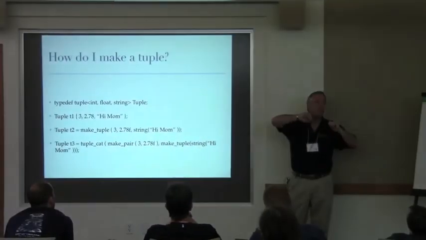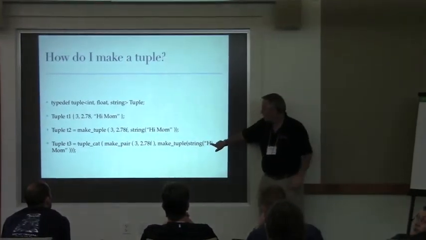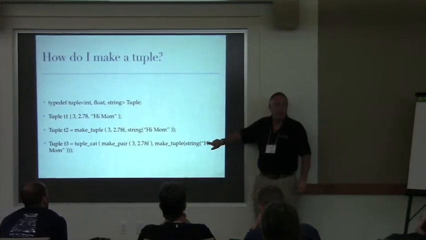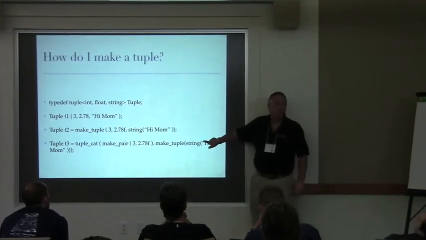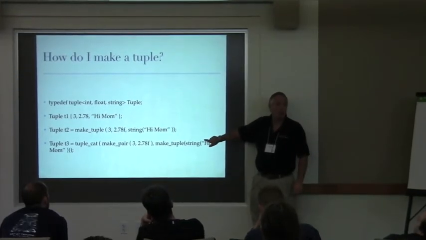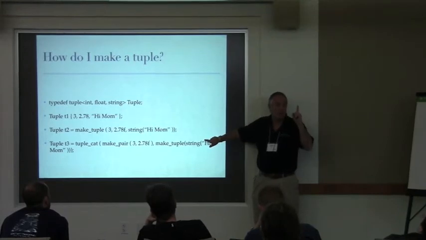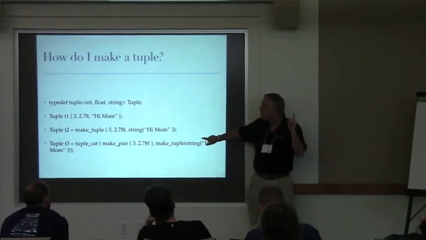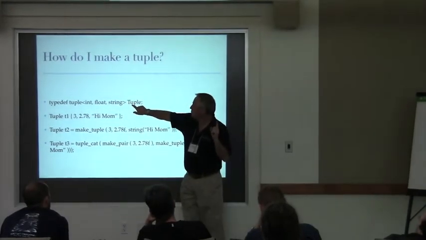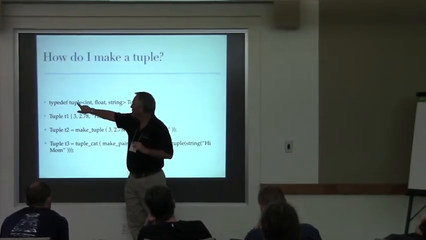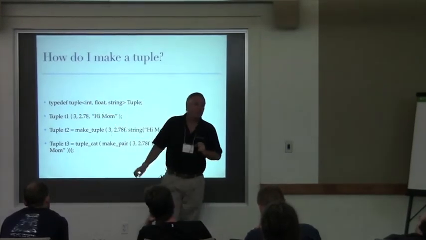In this case, the question was, I didn't pass an int and a float to make_tuple here. So I passed just a single value, which was a string. So it made a tuple that contained one value, just a string. And that tuple was not of type tuple. It was of type std::tuple<string>.